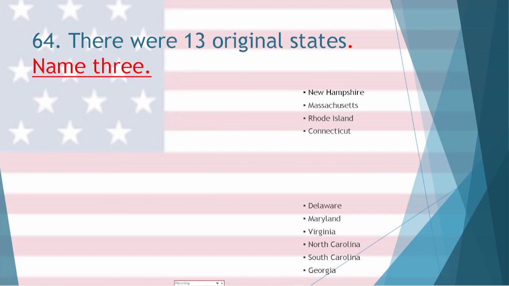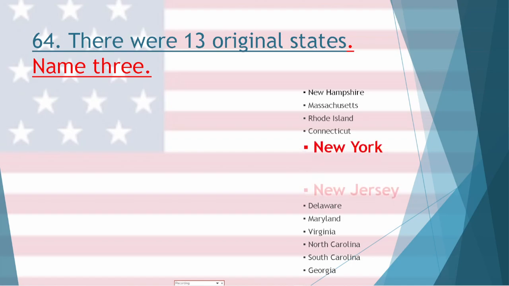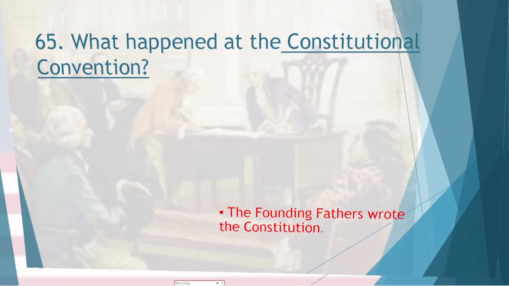There were 13 original colonies. Name three original states: New York, New Hampshire, New Jersey, Pennsylvania. Three only.